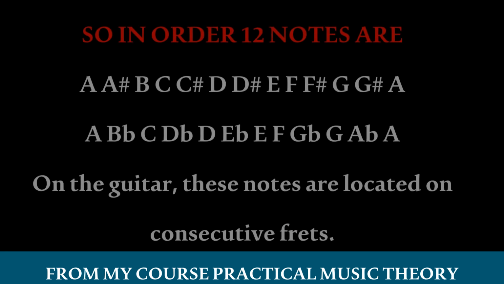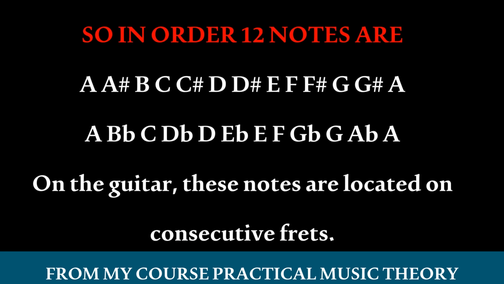So in order, the 12 notes are A, A sharp, B, C, C sharp, D, D sharp, E, F, F sharp, G, G sharp, and A. Please note that there is no sharp between B, C, and E, F. And if we write these same notes in the flat terminology, they are A, B flat, B, C, D flat, D, E flat, E. There is no F flat, there is directly an F. Then we have the G flat, G, and A flat back to the A.